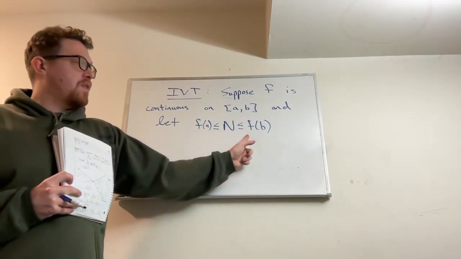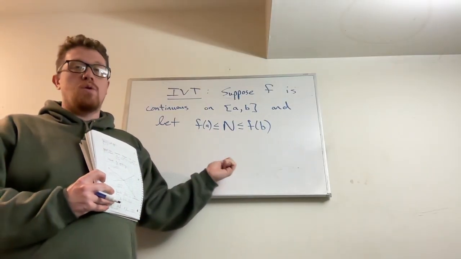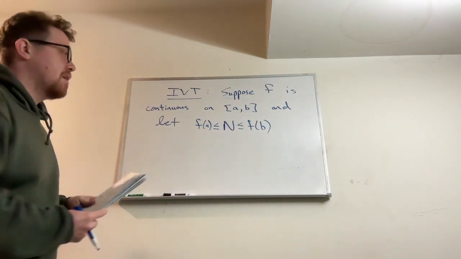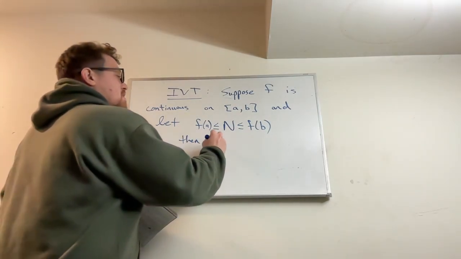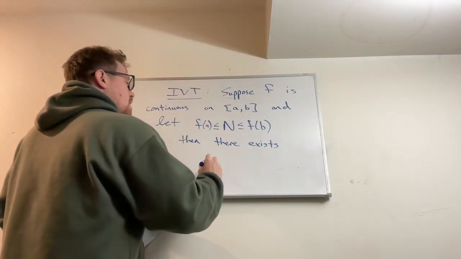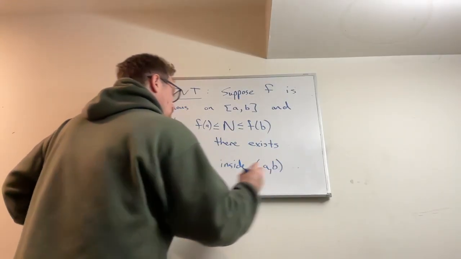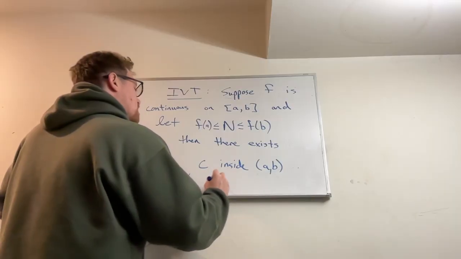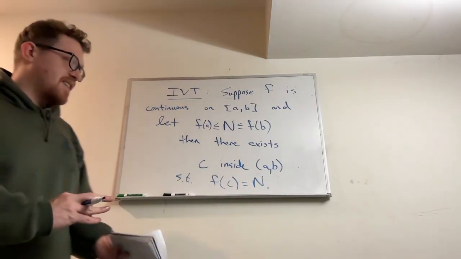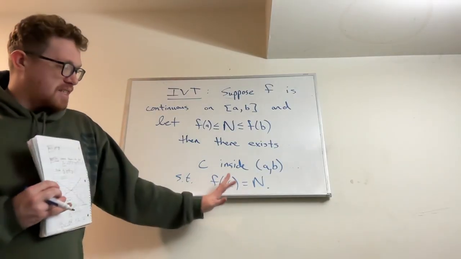So it's very cool that I can pick any n. And that's really just a property of real numbers, the fact that there's no holes, there's no points missing. I can actually pick any n in between here. Then there exists a c inside a to b such that f of c is actually just equal to n. Exactly. So it's not close to n. It's not like it gets closer and closer to n as I get closer and closer to c. No, this is exactly equal to n.